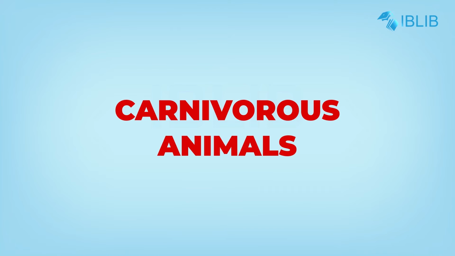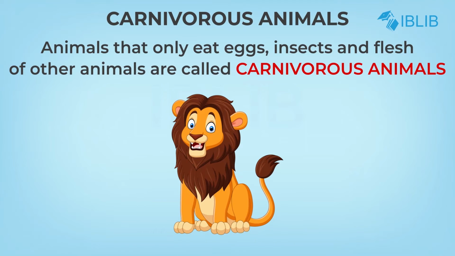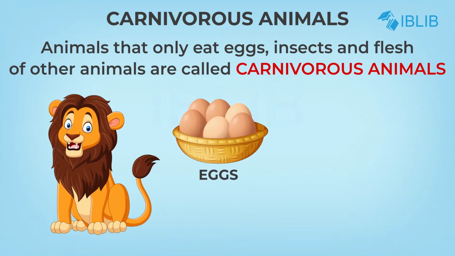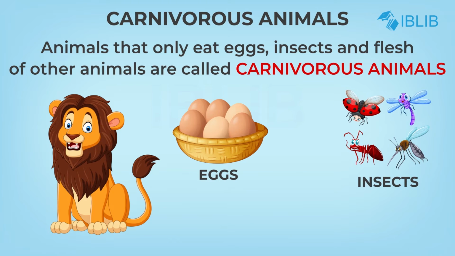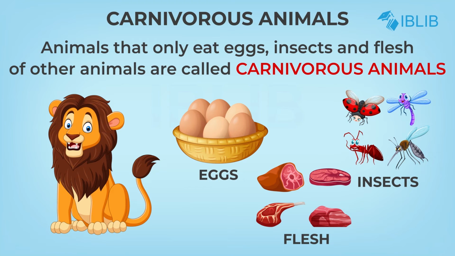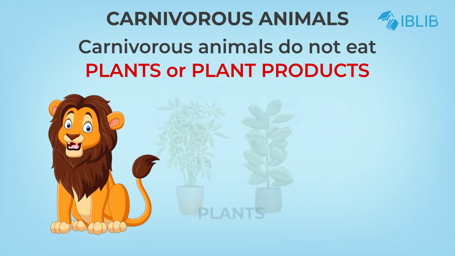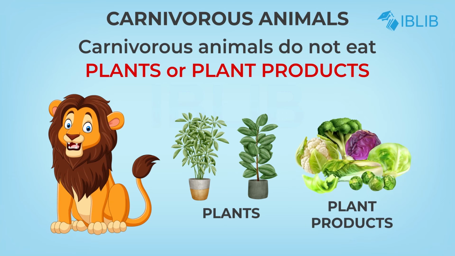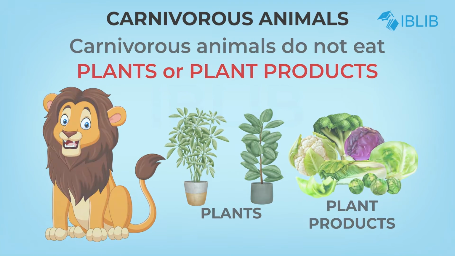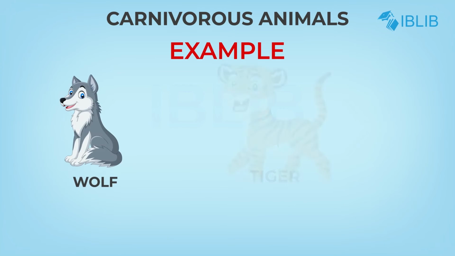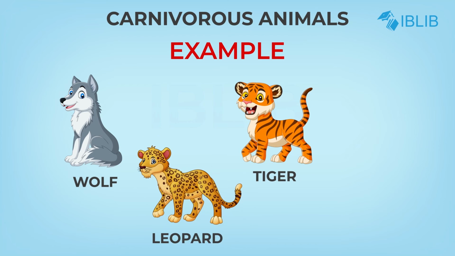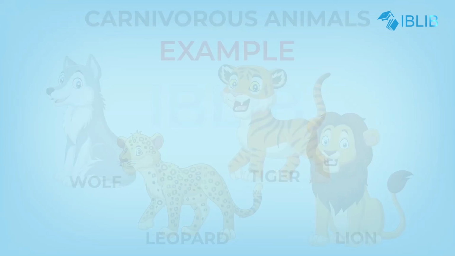Carnivorous animals. Animals that only eat the eggs, insects, and flesh of other animals are called carnivorous animals. Carnivorous animals do not eat plants or parts of plants. Some carnivorous animals are wolf, tiger, leopard, and lion.